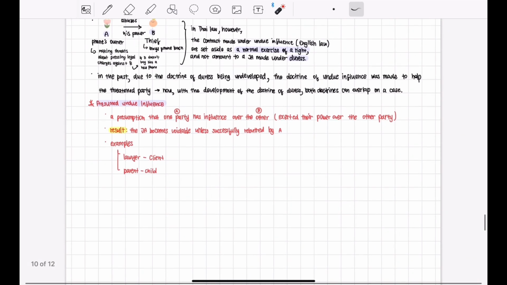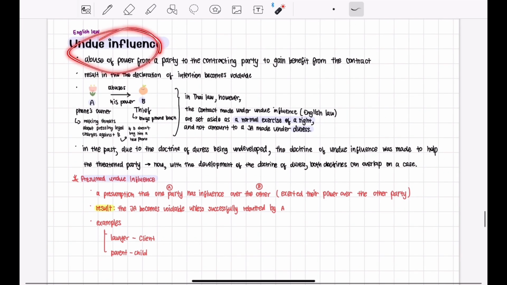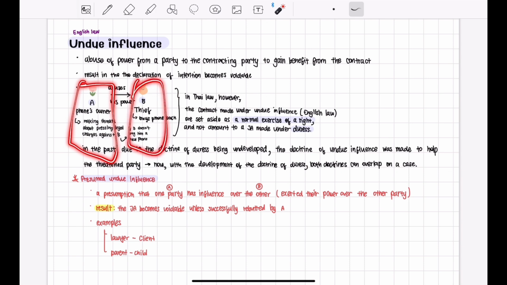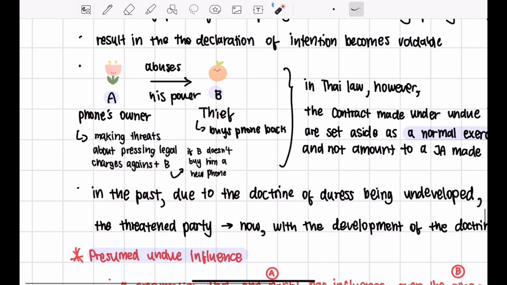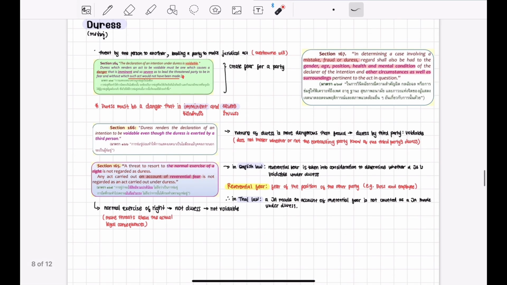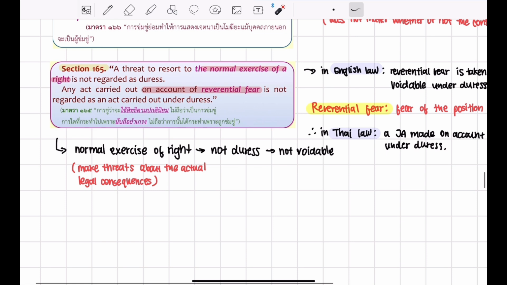But it's just a presumption. It's different from undue influence, which is the actual power that one party has over the other because of what was happening, because A is a phone owner who definitely has more authority over B because now he can press legal charges against B. And come back to duress, because Thai law has nothing similar to referential fear or something like undue influence.